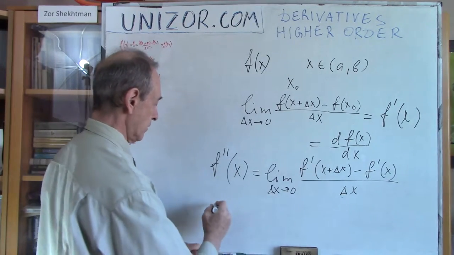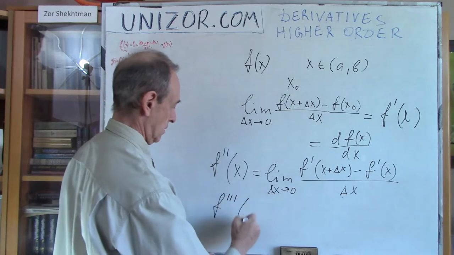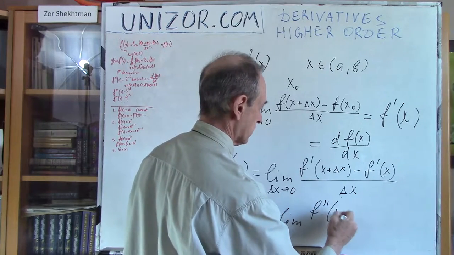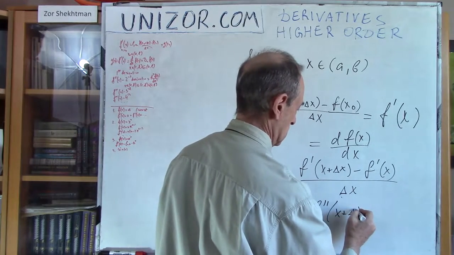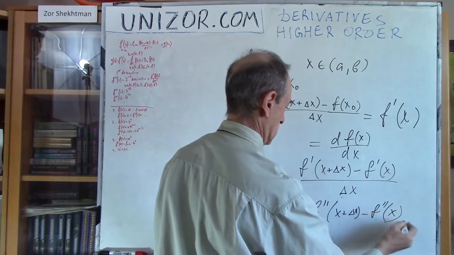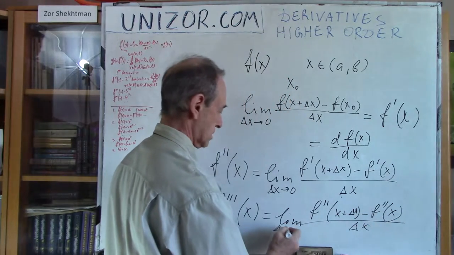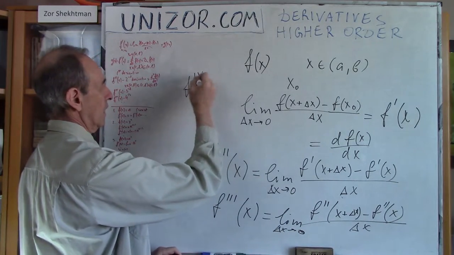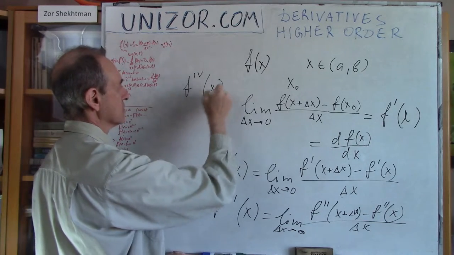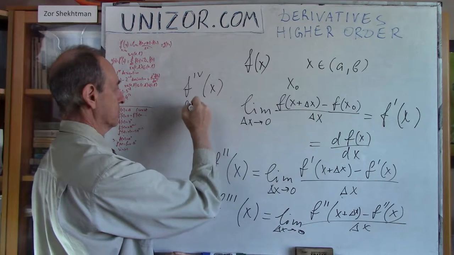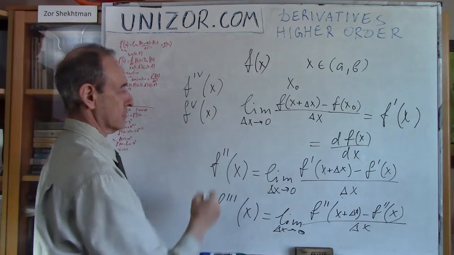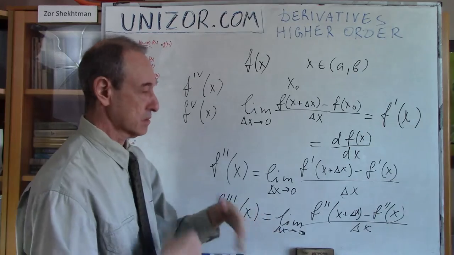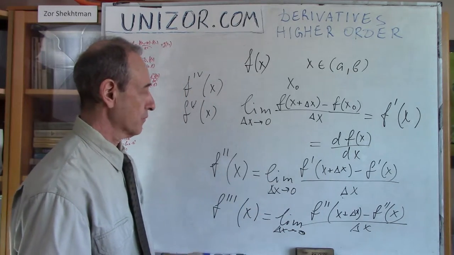Now, the third derivative is obviously the limit of the f second derivative difference quotient as delta x goes to 0. And then obviously you can define f4, I'm using the Roman numerals, which is the derivative of the third derivative, f5, etc. So usually with these higher order derivatives from derivatives, we can use Roman numerals.